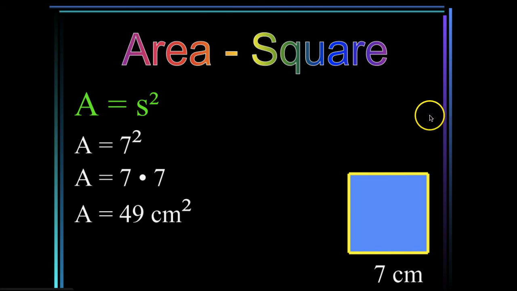So, perimeter and area. Perimeter goes around the figure and area goes inside. Think of it as perimeter is you're putting a fence up, and area is you're putting carpet down. So fence around is perimeter, carpet down is area.